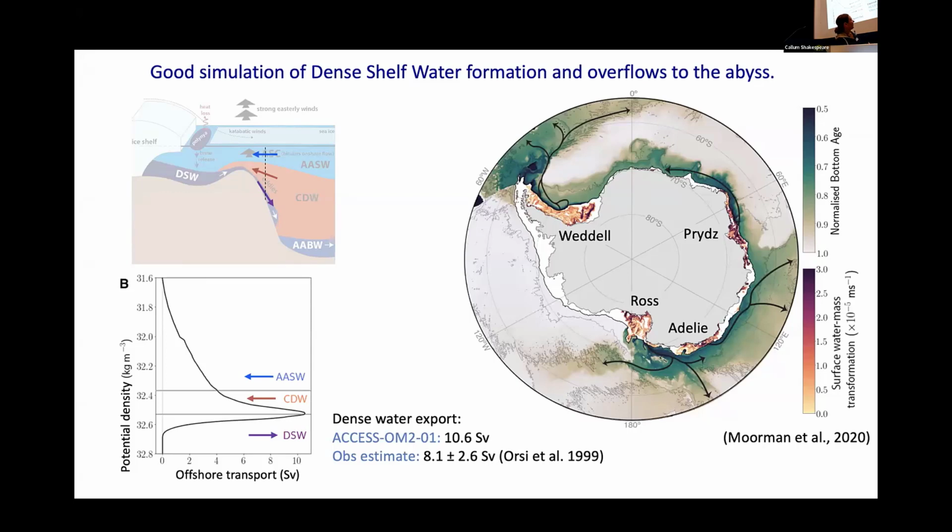If we compare the magnitudes, this plot is showing a sum around the 1,000 meter isobar, this black line here, and in density classes, summed from the bottom up. We have about 10 sverdrups of dense water that flows down across the 1,000 meter isobar, and then return flows of warm surface waters southwards. And this compares pretty well to observational estimates of that transport.